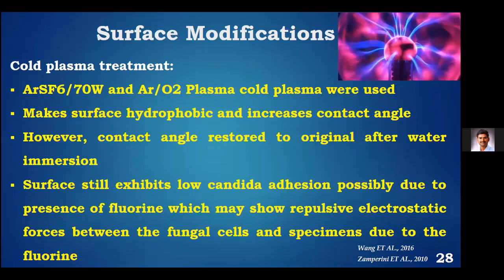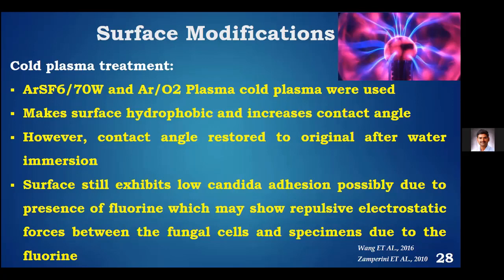A cold plasma has been used to form a thin film of fluoride, or to provide a doping of fluoride, onto the surface of the denture bases, which will have a negative charge. And as we all know, some of the fungi, especially Candida albicans, also have a net negative charge on the surface. So that repulsive force does not permit easy adhesion of the Candida onto the surface of the dentures.